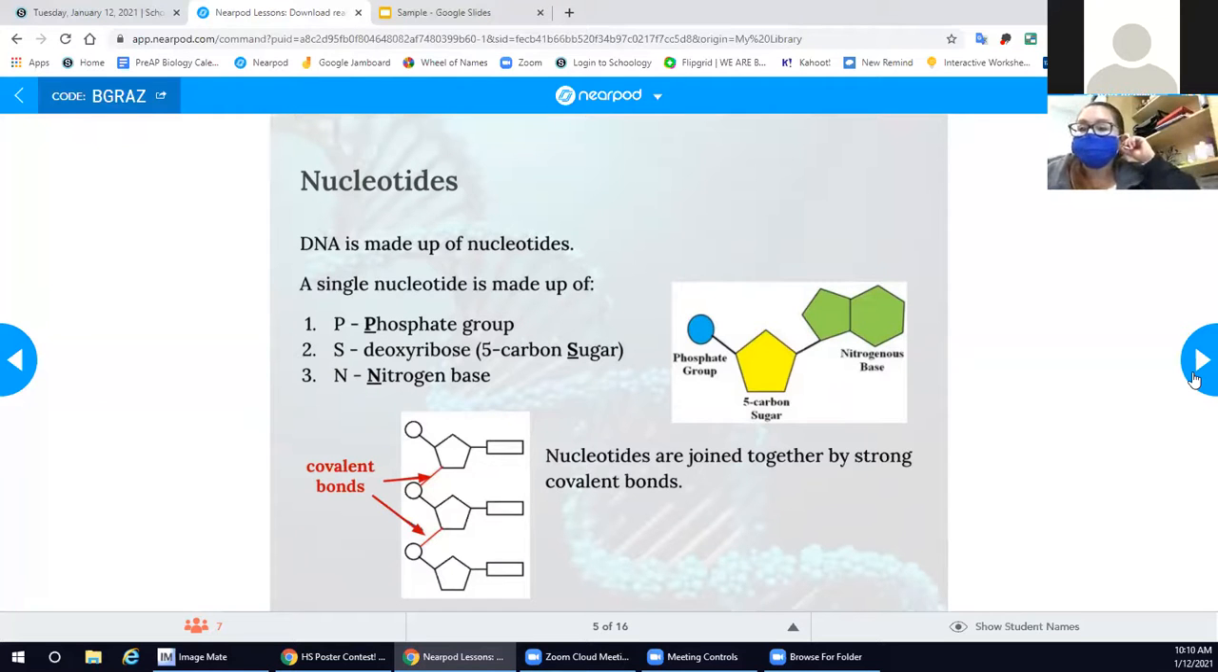Nucleotides are joined together by covalent bonds that are very, very strong because we don't want our nucleotides to break apart. We need them to stay together. The sides and the backbones are going to be the phosphate and the sugar. And that's what makes up the sides of our DNA molecules.